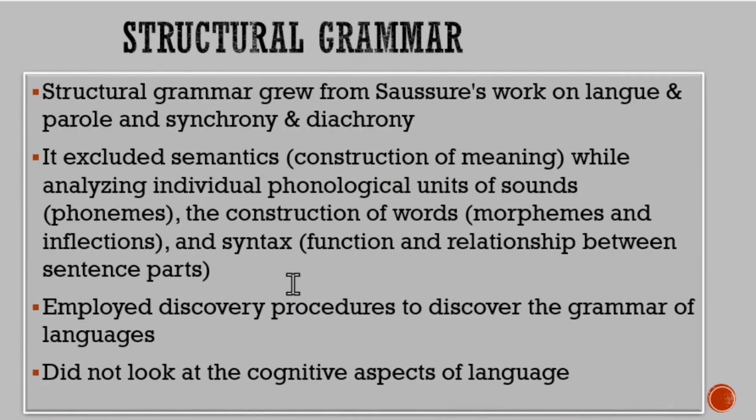Structural grammar grew from Saussure's work on langue and parole, synchrony, diachrony, etc. What structural grammar does is it excludes semantics, or the construction of meaning, while analyzing individual phonological units of sounds, phonemes, the construction of words, morphemes, and inflections, and syntax, function, and relationship between the essential parts within a sentence. So they would look at all these aspects and exclude semantics. And they employed certain discovery procedures to discover the grammar of languages. So when they came across a totally new language as well, they had a set of discovery procedures to expose the grammar of that language.